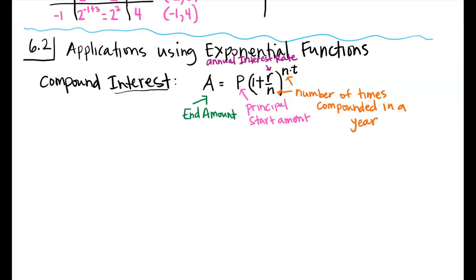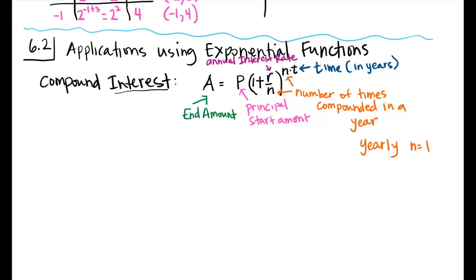Okay, and then T is the time. And the time has to be in years. Okay. Let's go back to this N for just a minute, because you've got to know some words that they're going to be using in the story problems that deal with this N, right? So if they say it's compounded yearly, then your N equals 1, right?